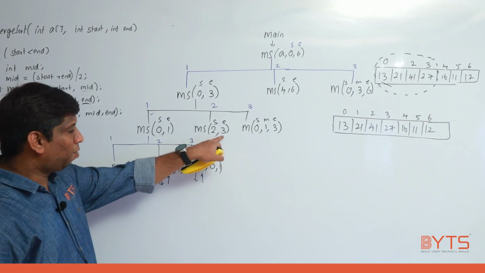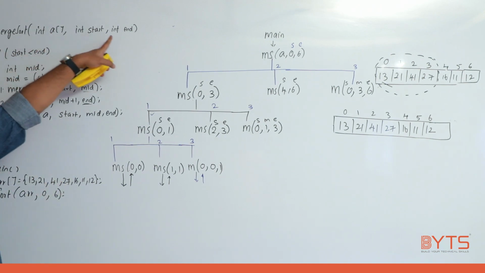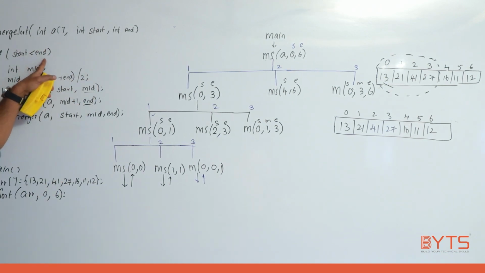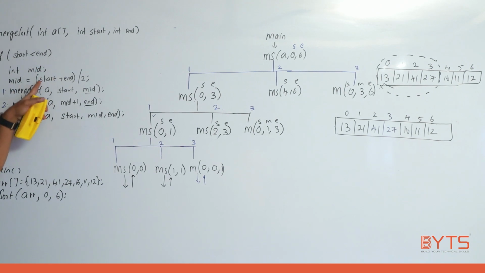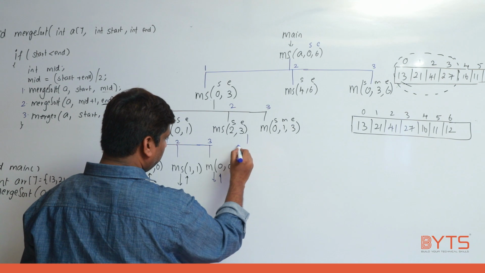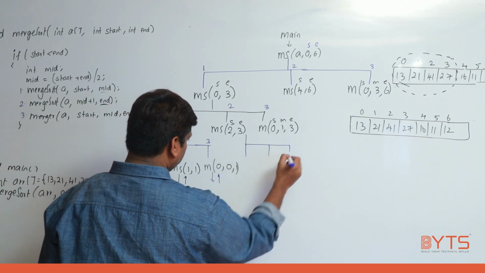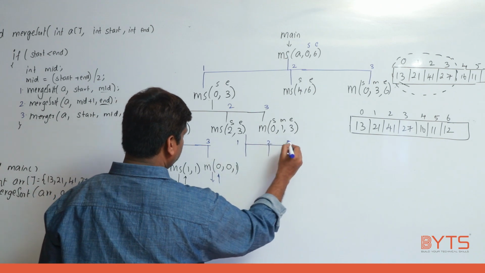Merge sort of 2, 3. Merge sort of 2, 3, right? So I came here, start value 2, end value 3. 2 less than 3 true. 2 less than 3 true means again you come, recursion is executed. Here also how many lines will come? 3 lines are coming, right? Here also we are getting 3 lines. First line, second line, third line.